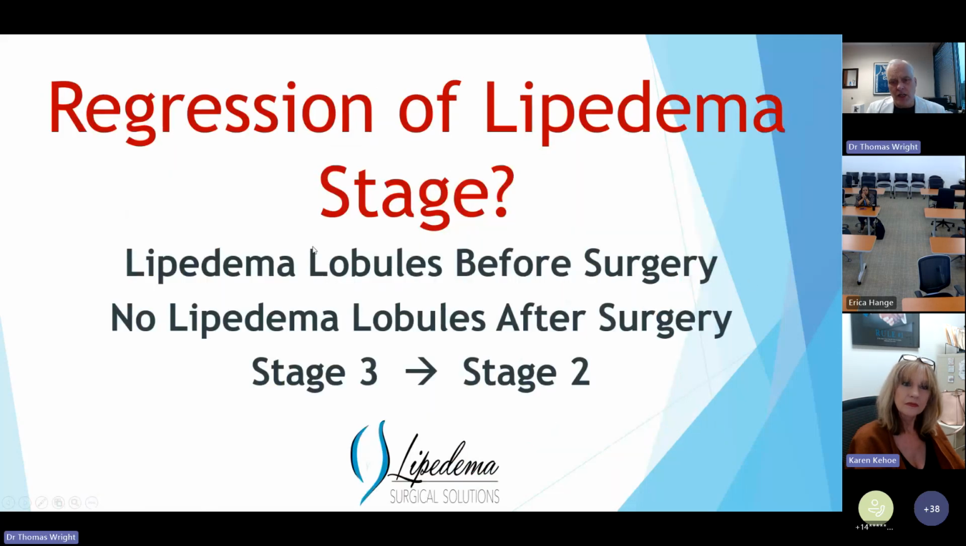So we stage lipedema. There are 3 stages: 1, 2, and 3. And stage 3 is characterized by the presence of lobules. So if prior to surgery they have lobules, and after surgery they don't have lobules, that could actually be a regression of their stage from stage 3 to stage 2.